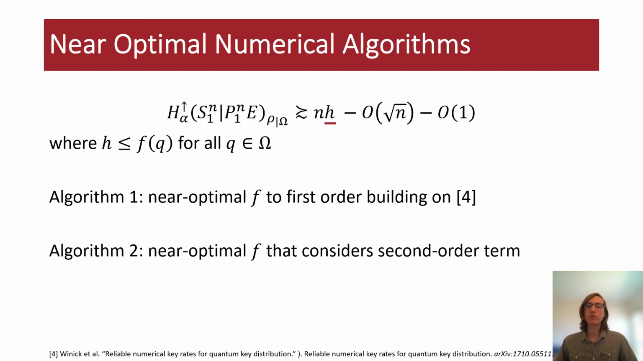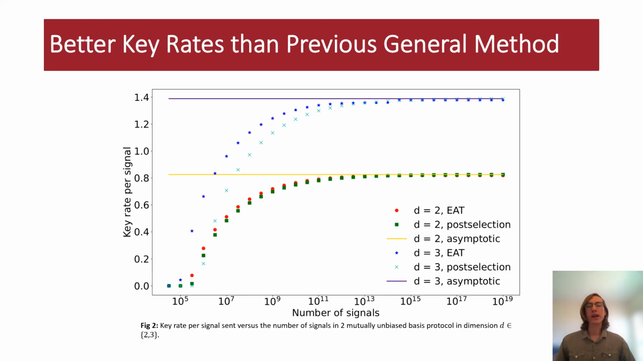But we actually go further than that. We construct a near optimal F that considers the second order term. So what this means is it gets you the best H, but it also considers this correction term that scales as square root of n. And so it might get you a better key rate in the small block length, which again is the most practical setting that we care the most about. So this is really nice. And so actually, if we combine our near optimal numerical algorithms with our Rényi entropy security proof, then we actually get better key rates than the previous best general method.